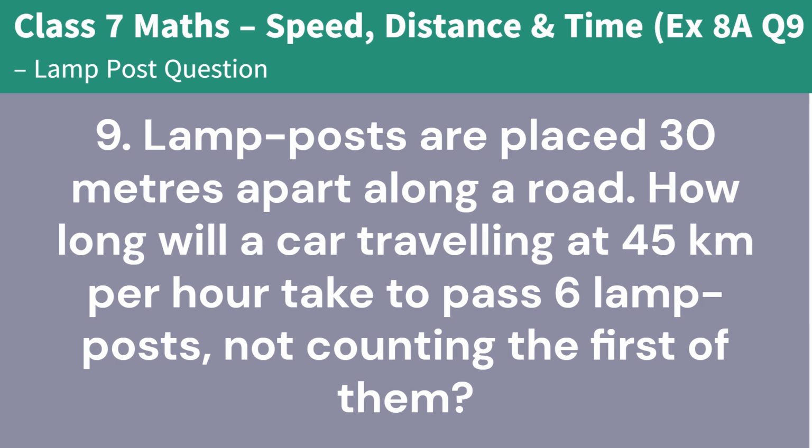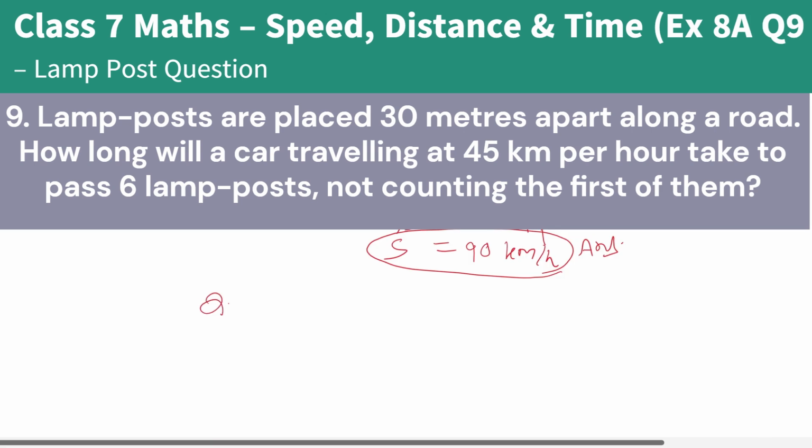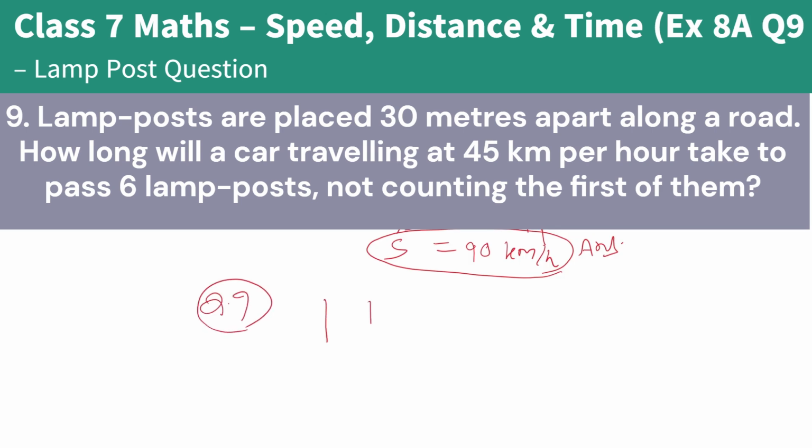Lampposts are placed 30 meters apart along a road. How long will a car take? What will be the time? The speed is 45 km per hour. There are 6 lampposts, not counting the first. Question 9. There are 6 lampposts: 1, 2, 3, 4, 5, 6.